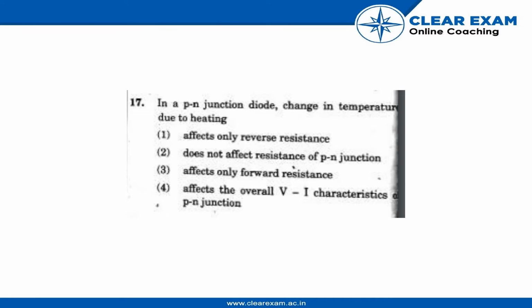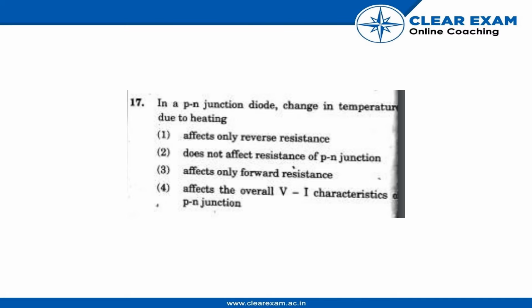Hello everyone, now we are going to do this question: in a PN junction diode, change in temperature due to heating. The options are: first, affects only reverse resistance; option B, does not affect resistance of PN junction; third, affects only forward resistance; and fourth, affects the overall VI characteristics of PN junction.